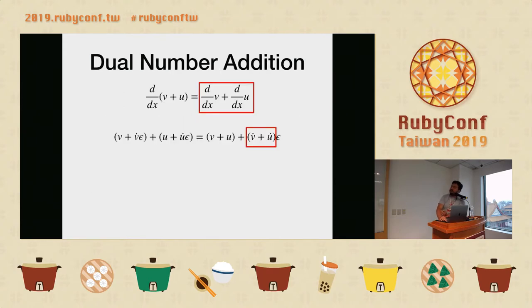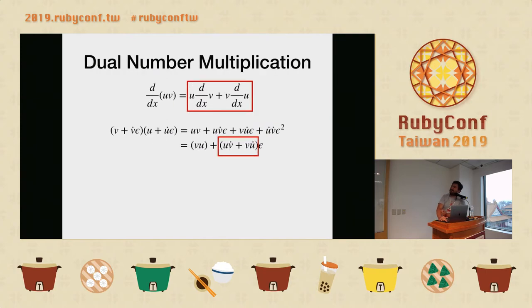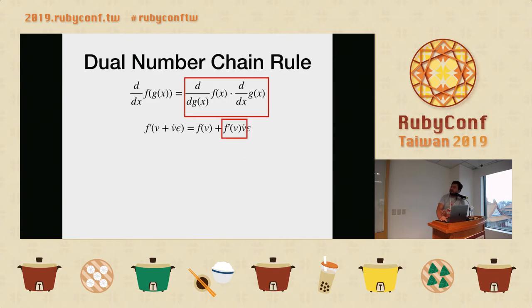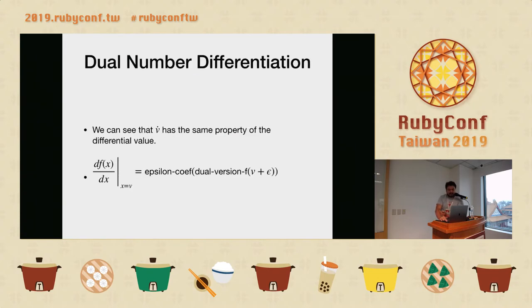We can see all our previous rules hold. The addition rule holds because we're just adding. The multiplication rule holds because the term u dot times v dot times epsilon squared equals 0, since epsilon squared is 0. And the chain rule also holds. So we can see that v dot has the same property as the differential value, so we can use this to calculate the derivative.